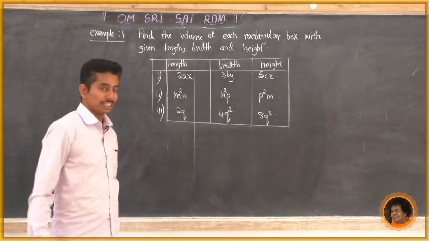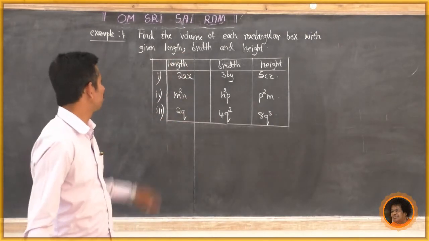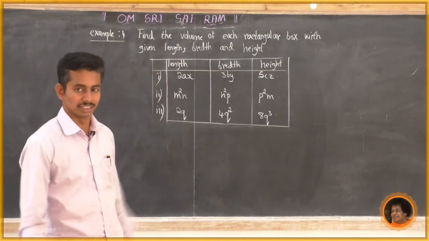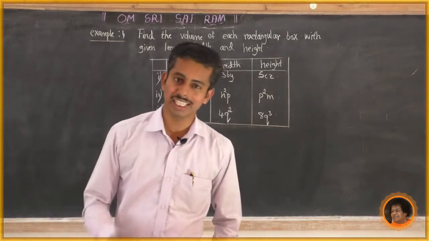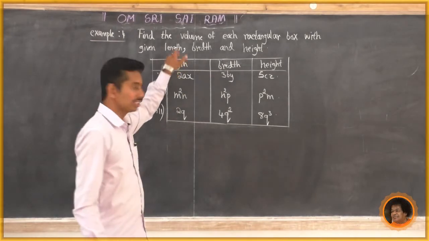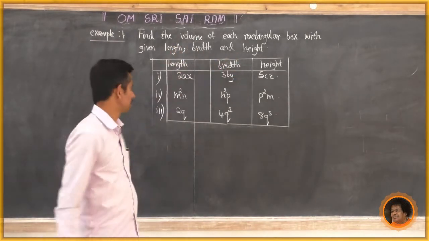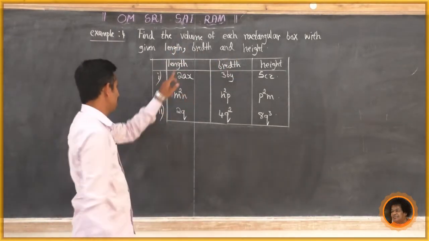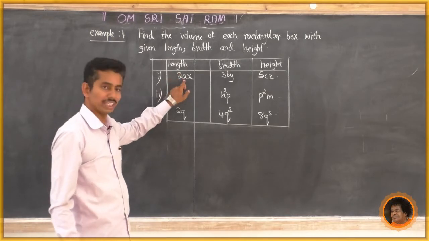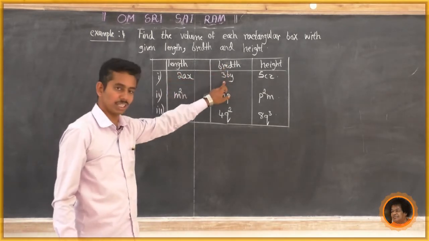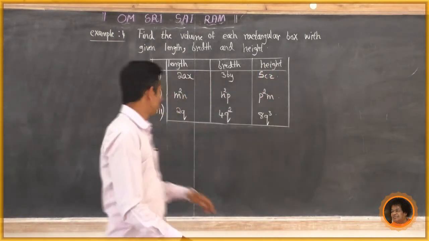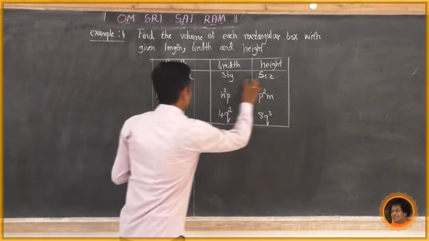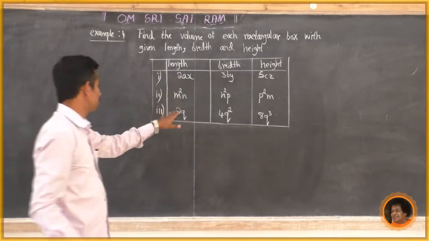Find the volume of each rectangular box with given length, breadth and height. So volume has three dimensions. Which are the three dimensions? Length, breadth and height. In the first question, what is the length? Length is 2ax. The breadth is 3by. Height is 5cz. Find the volume of each of the cases.